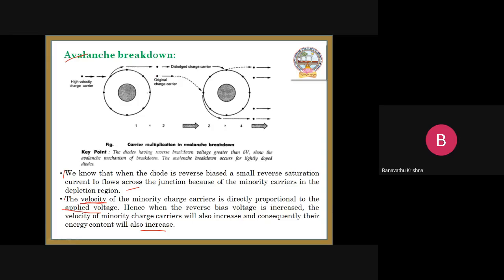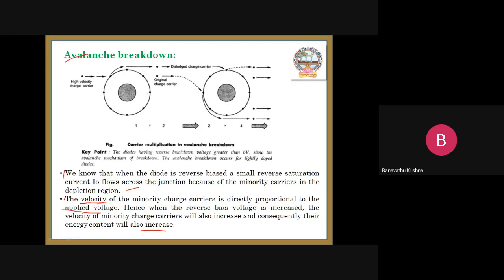And one more point: again it hits another atom of the outermost orbit, and again an electron-hole pair will be formed. Then it releases two charge particles. Finally the increase will vary with respect to the reverse bias voltage. A large number of charge carriers are generated by applying reverse bias voltage. Due to that large number of minority charge carriers, the reverse bias current will suddenly increase.